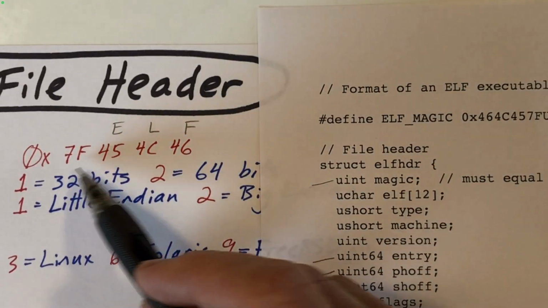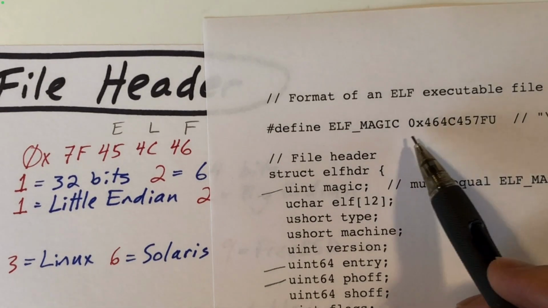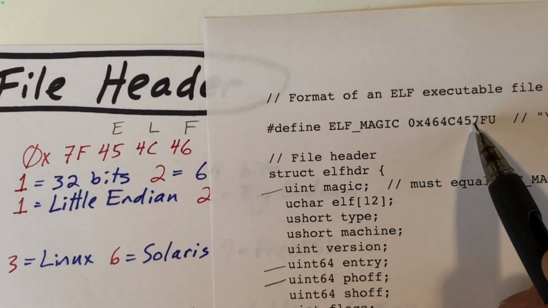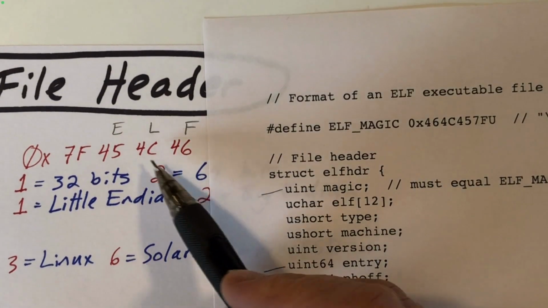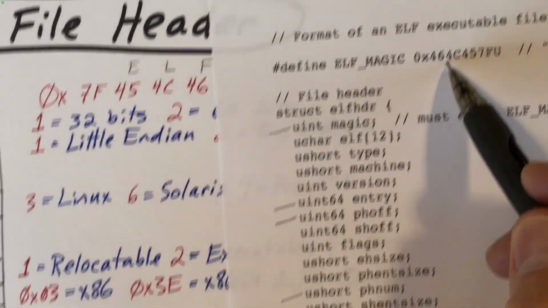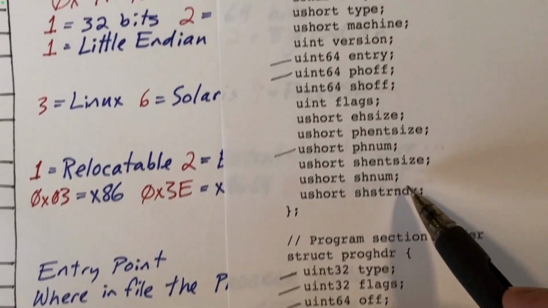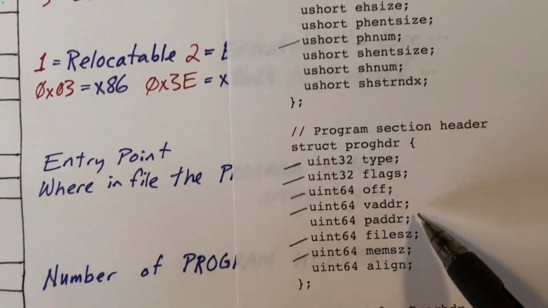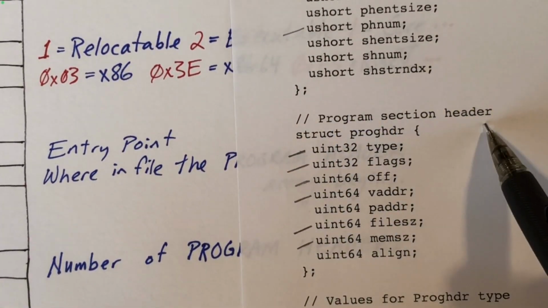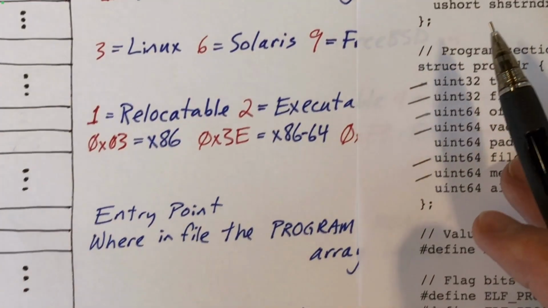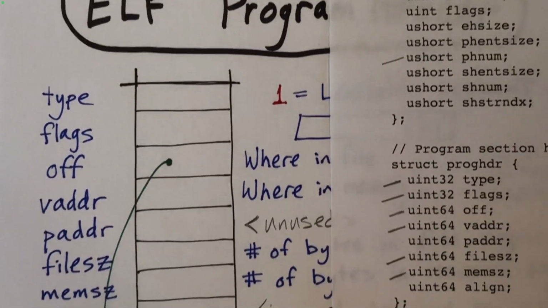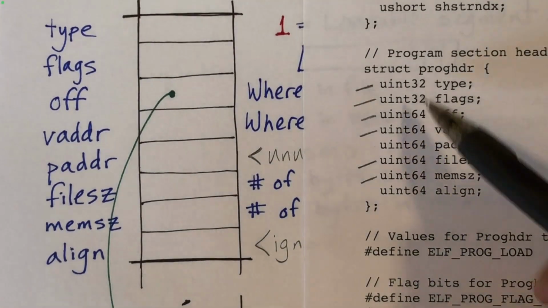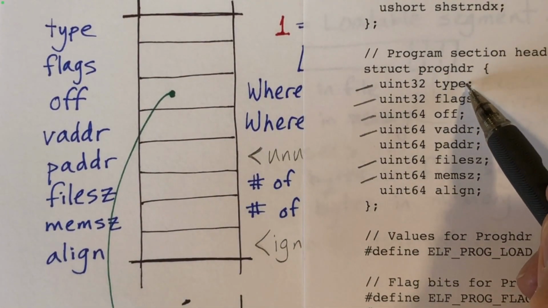I showed it here, but we're giving it in little endian format. So we have 7F, 45, 4C, and 46, okay, given right here. And then we have the program header. Okay, so let me show the program header. I described it here. And the correspondence is straightforward.